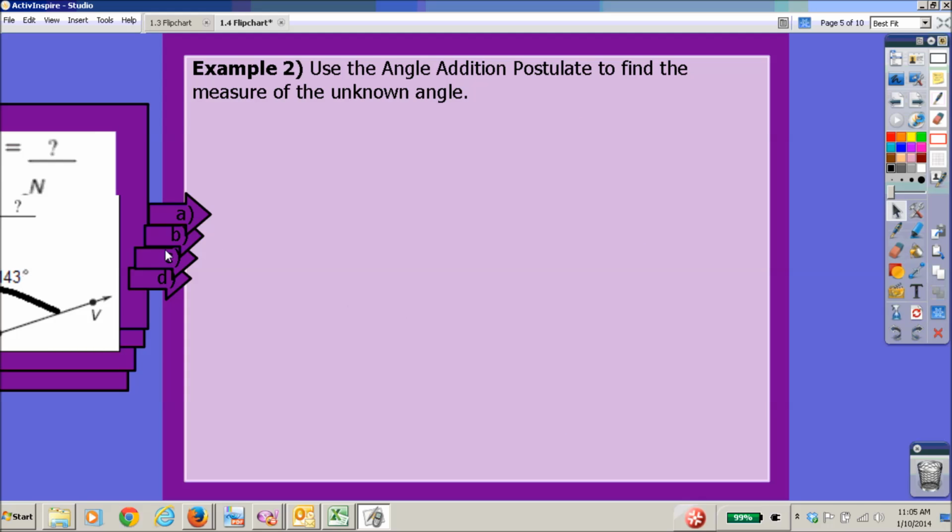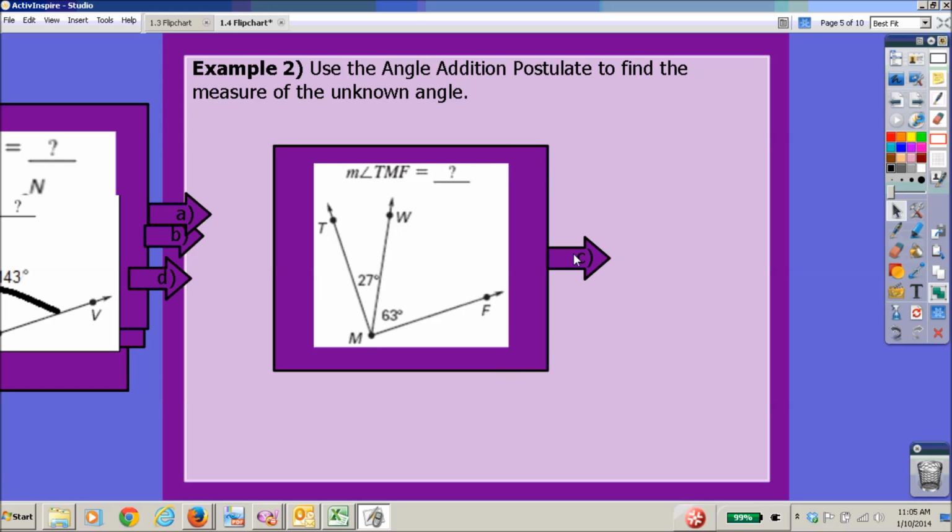All right, let's take a look at another one. This time it's asking for TMF, which is the big angle, so all we have to do is sum up 27 and 63. 27 and 63 is actually 90 degrees. So the measure of angle TMF is 90 degrees. It is now a right angle.